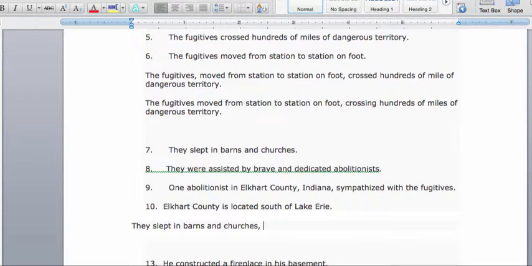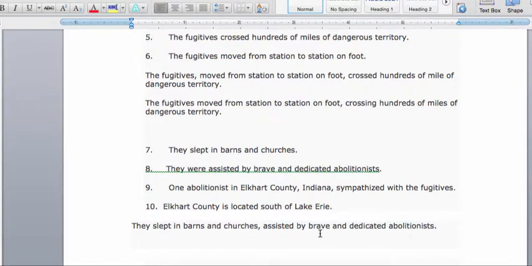I still can, assisted by brave and dedicated abolitionists. I spelled that wrong. Yes, so I've got that one done with an appositive. See, assisted by brave and dedicated abolitionists. They slept in barns and churches, and then I'm describing it by adding assisted by brave and dedicated abolitionists.